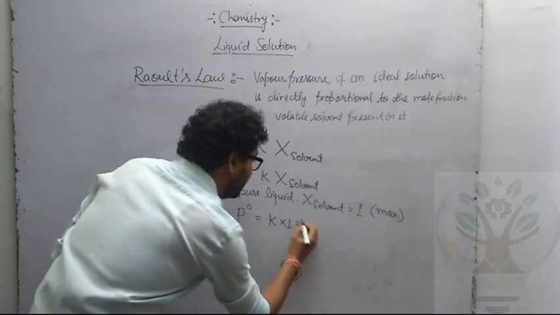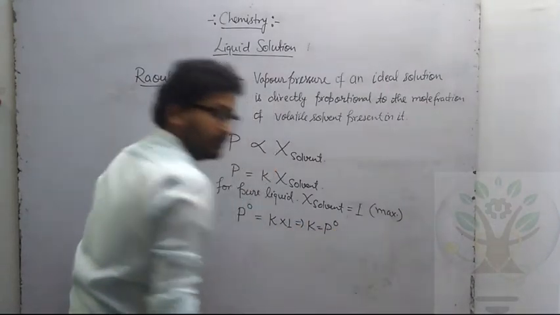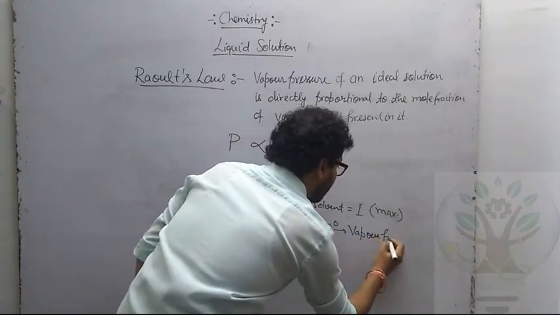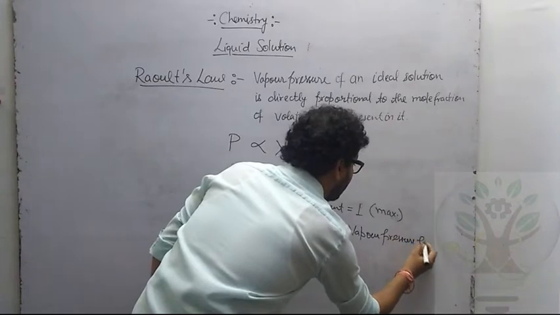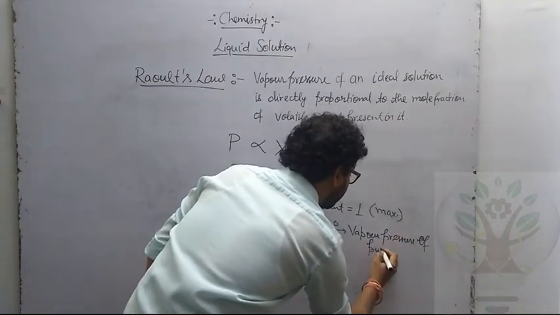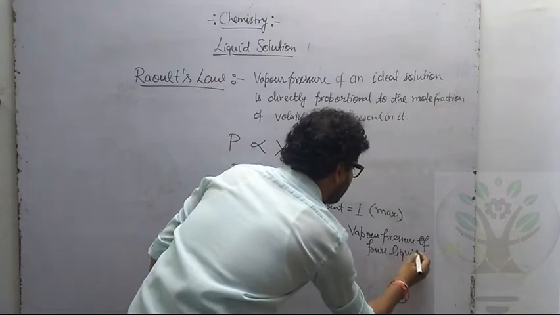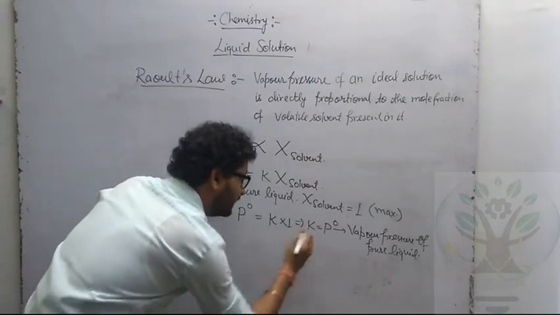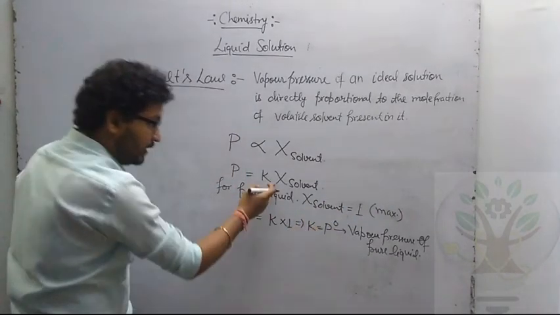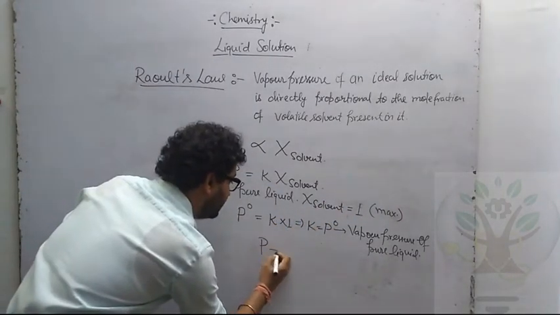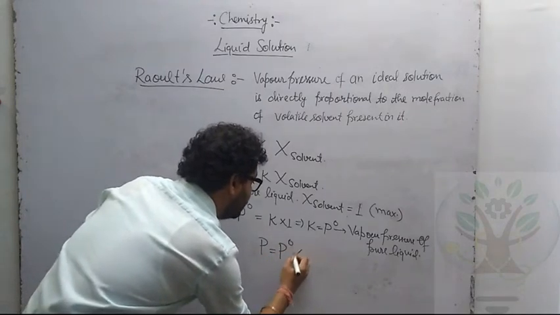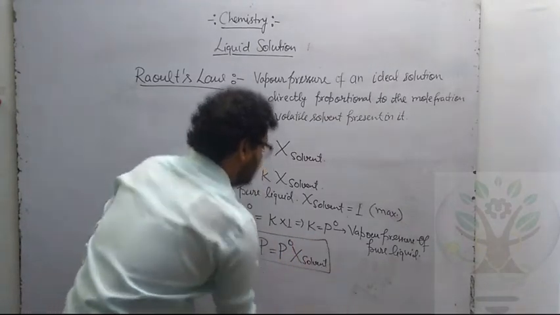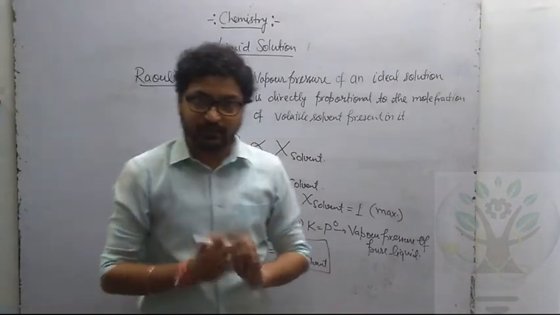Now what will be the K here? K is coming as P naught. What is P naught? P naught is the vapor pressure of pure liquid. Now see one more thing. K equals P naught I have already written. Let me put the value of K here. So I get P equals P naught into mole fraction of solvent. This is our Raoult's law. Are you getting this thing?